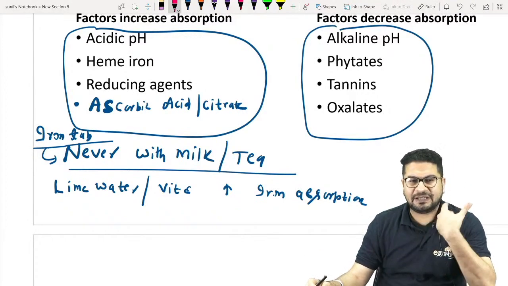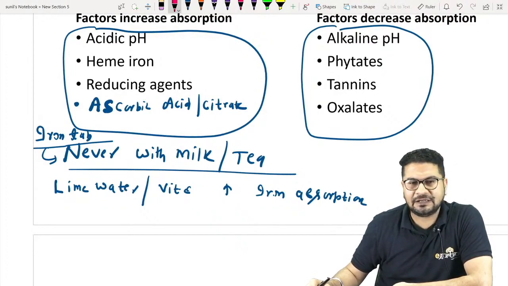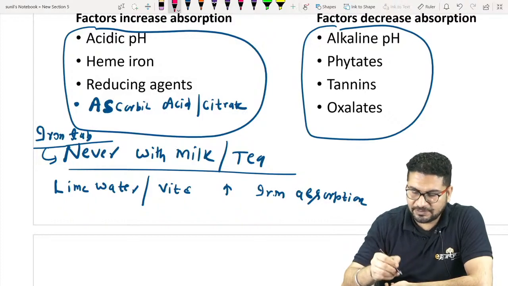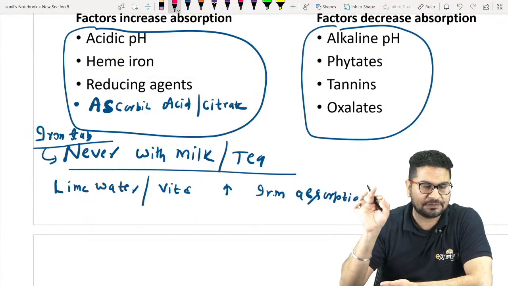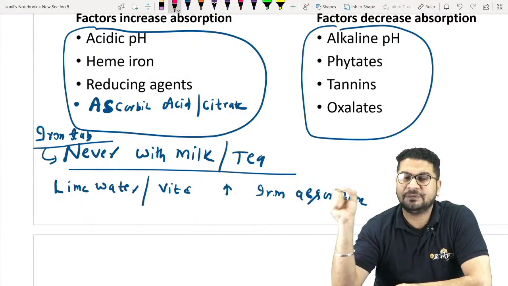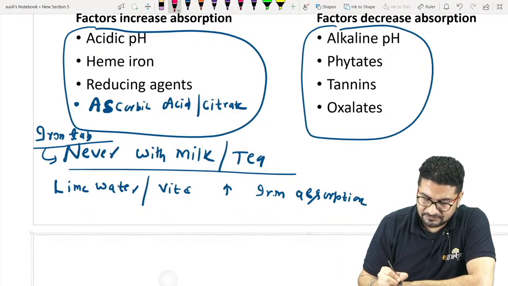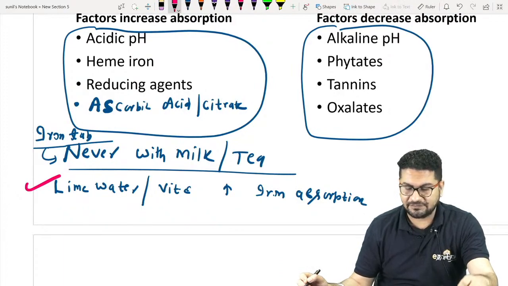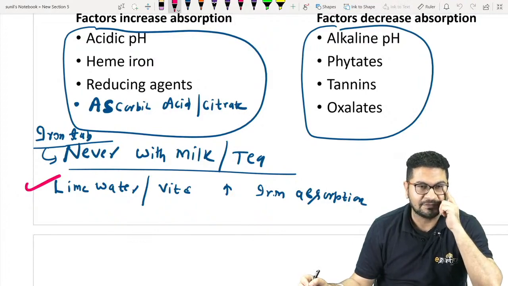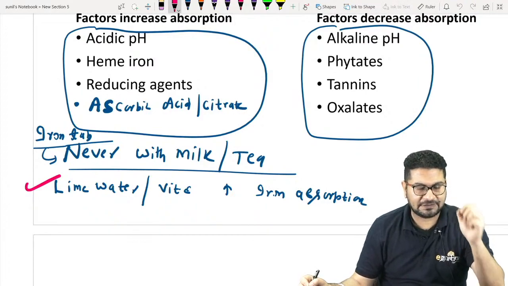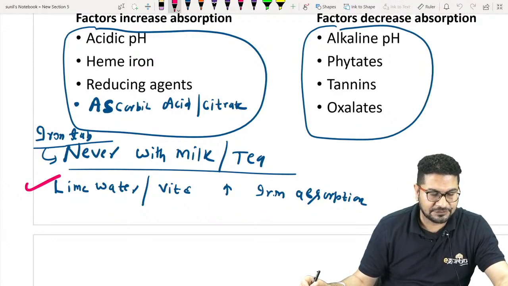If you see my prescription, whenever I have a case of iron deficiency anemia in my practice, I always add a tablet LIMC. Suppose I am giving a patient iron supplementation, how will I write? I will write iron ascorbate or iron tablet twice a day with tablet LIMC. LIMC means vitamin C twice a day. Why? Because vitamin C will increase iron absorption. Am I clear? So tell your patient how to take the iron tablet: with lime water. Am I clear? You should take this with lime water.